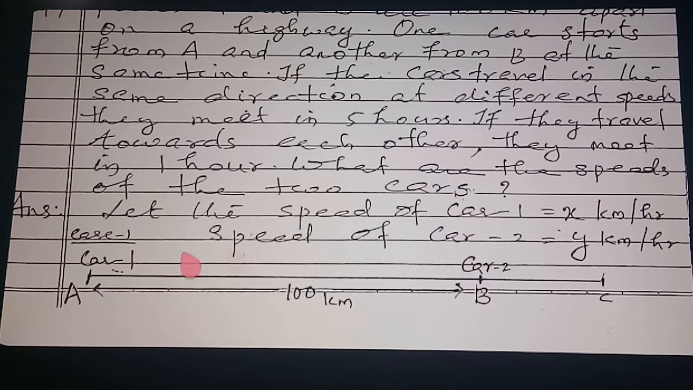What is the speed of the first car? X. Time taken, how many hours taken? See here, 5 hours. After 5 hours only, both car A and car B are reaching here. They are meeting together at some point. Okay. Therefore, I have written it in a detailed way.